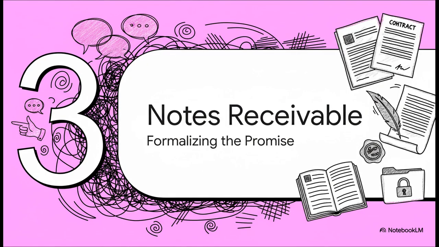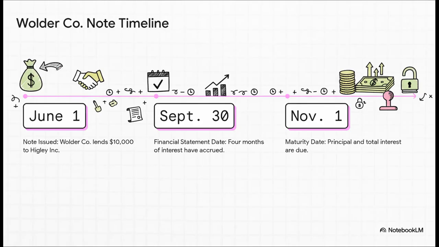So, we've covered the ins and outs of your standard accounts receivable. Now let's turn our attention to its more formal cousin, the notes receivable, where everything is spelled out in a binding legal document. This timeline gives us a great visual of how a note works. On June 1st, Wolder Co. gives a $10,000 5-month note with 9% interest to Higley Inc.